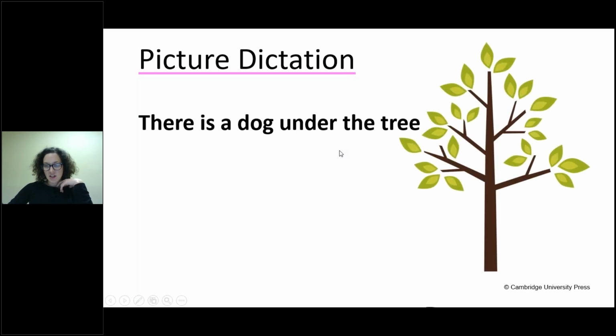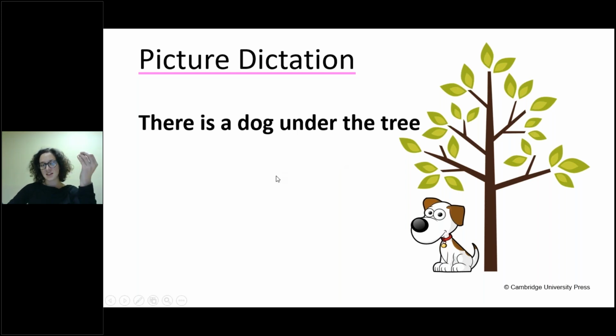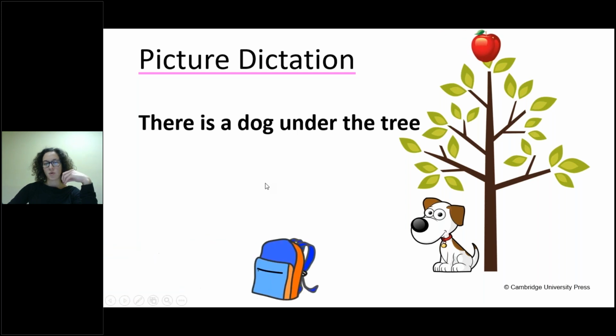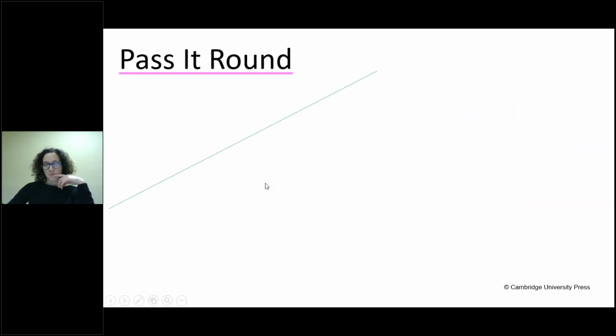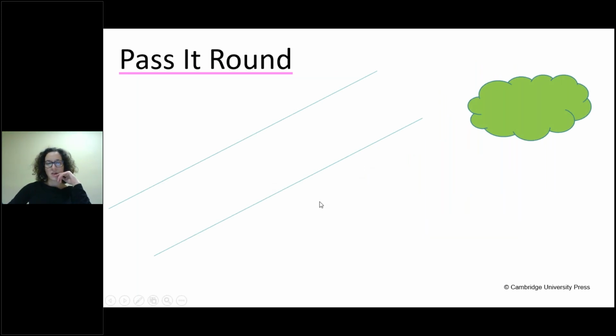Another one is picture dictation, where they have to draw, or you can have cutouts of all the objects and you dictate. There is a dog under the tree, there is an apple on the tree, and so on. Pass it round. You draw something, for example 2 lines, and all the others have to add to the picture, and then they have to describe what is happening in the picture. And why it's valuable: because it's teamwork, all of them are involved, one by one they add something, and you can have a paper for each student. They just pass it and get another one, so everybody is involved. There's not just one paper going around the classroom.